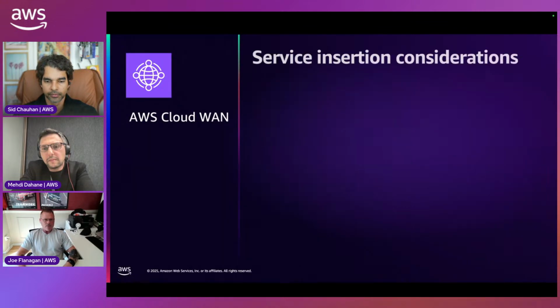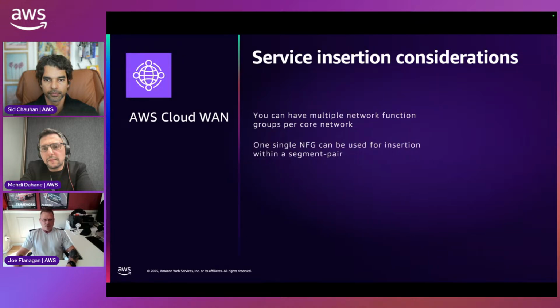Let's quickly go to service insertion considerations. You can have multiple network functions groups for core networks. I have many customers that do that. However, you can only have one network functions group between a segment pair. And an NFG cannot be in both single hop and dual hop mode. So you would have to create another network functions group, put one in single hop, put one in dual hop.